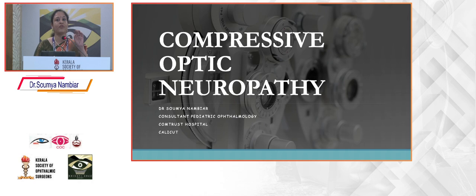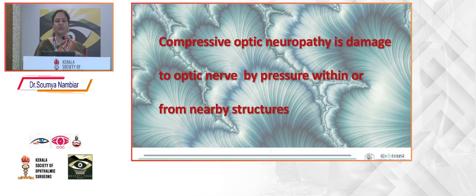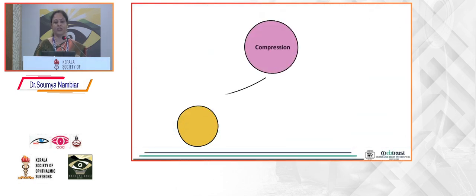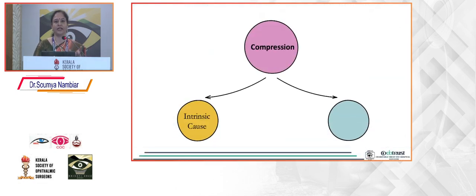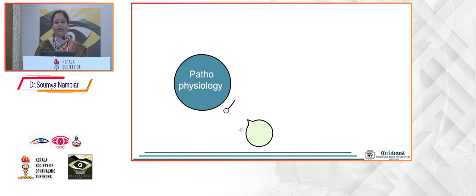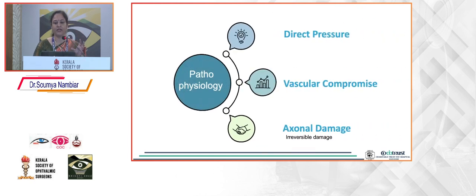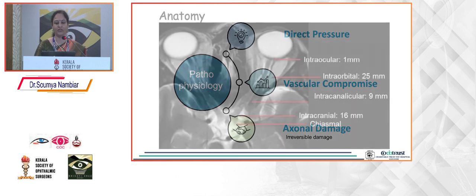So today I'm going to talk about compressive optic neuropathy. What do we mean by compressive optic neuropathy? It is damage to the optic nerve by pressure within the optic nerve or from nearby structures. It could be compression because of an intrinsic cause, or due to an extrinsic cause. How does the damage occur? It could be because of direct pressure from the mass, vascular compromise because it's compressing on some vessels, or axonal damage.